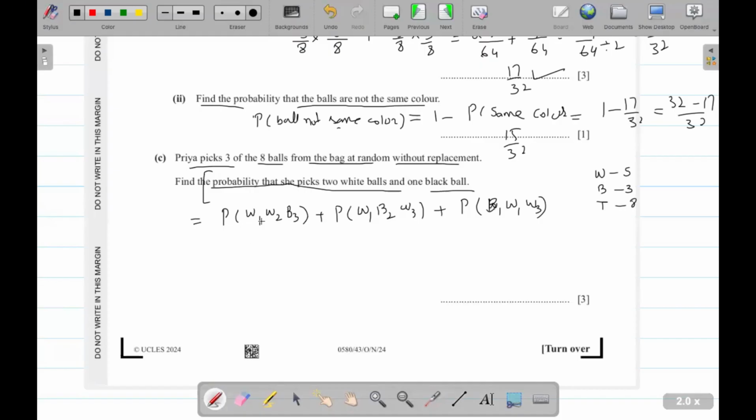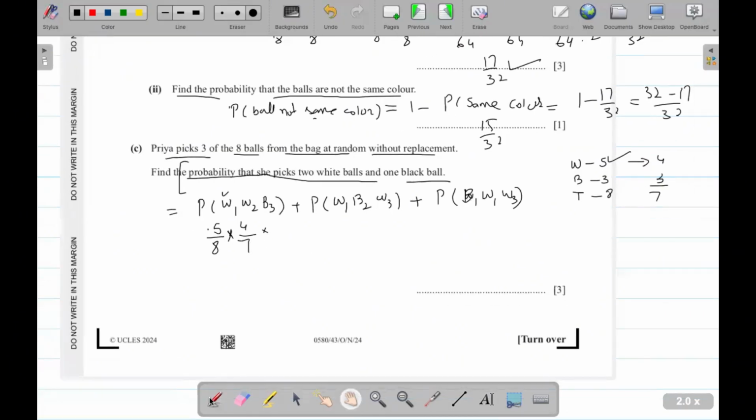First is the probability of W1, W2 into B3. For W1, when the first pick is a white ball, this will be 5 out of 8. When we pick one white ball, the remaining will be 4 white balls. Therefore, we write 4, and the total balls become 7. We write 4 over 7. Next, since two balls are already picked, the white balls here will be 3 and black will be 3. Therefore, the total will be 6. The black ball probability will be 3 out of 6.